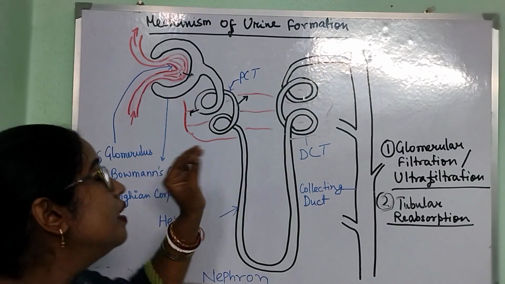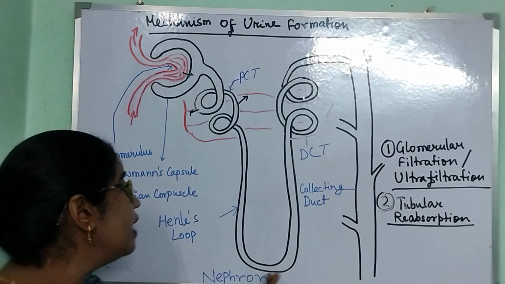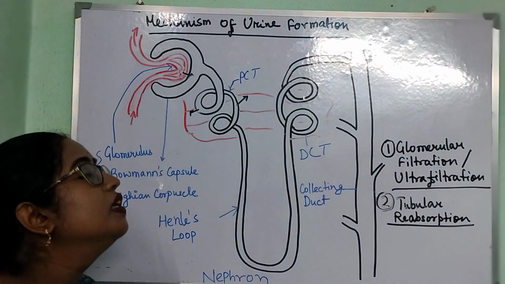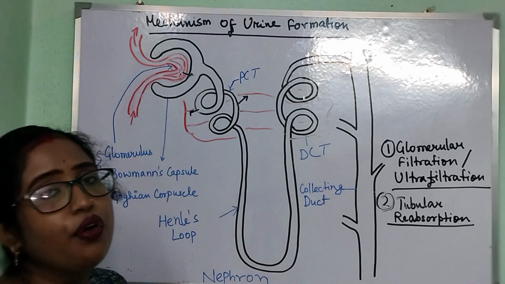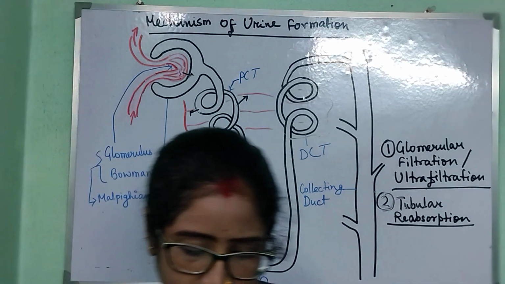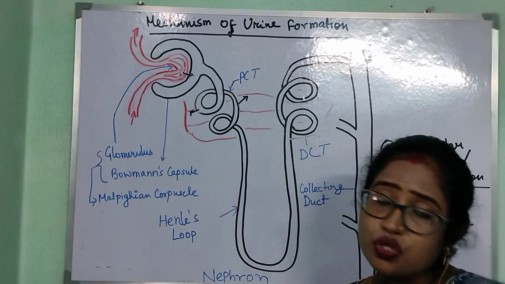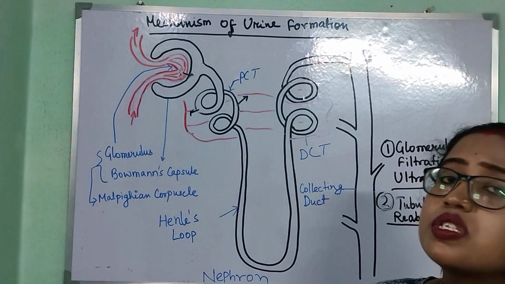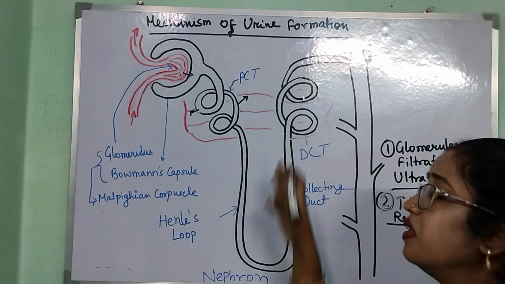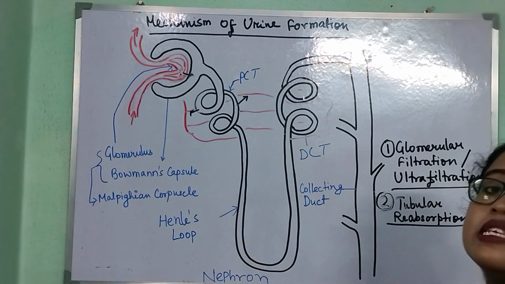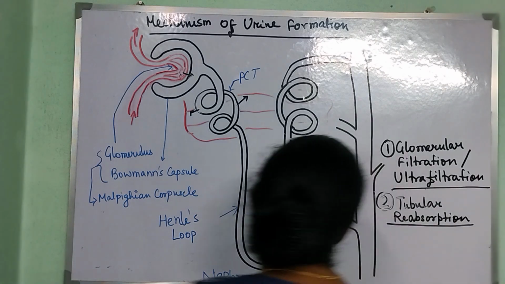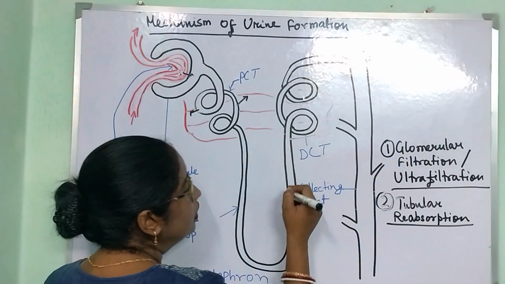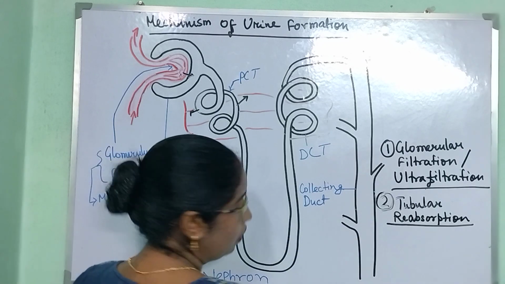Then the rest passes through the Henle loop and enters the DCT. Here in the DCT, a major portion of water is reabsorbed, and also sodium and potassium, the main salts present in this solution, are reabsorbed. So the reabsorption of water, or H2O.